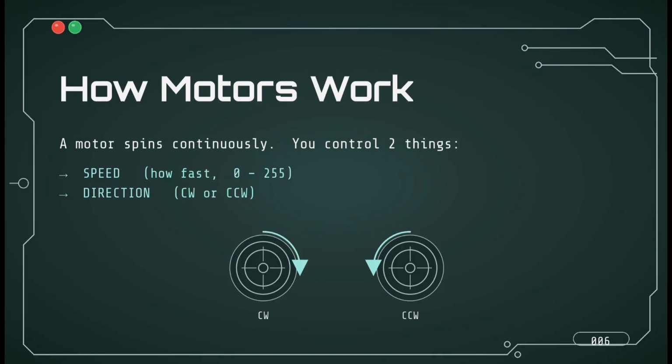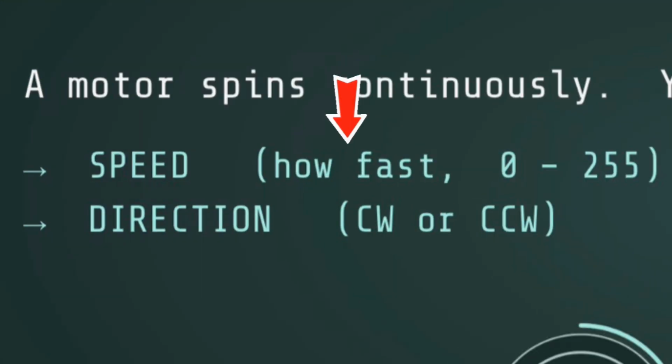Now we're going to go through how motors work. So when you control a motor, there are only 2 things you get to decide. The first is speed, how fast it spins. We use a number from 0 to 255. 0 means stopped. 255 means full power, going as fast as it can. And everything in between is somewhere in the middle.